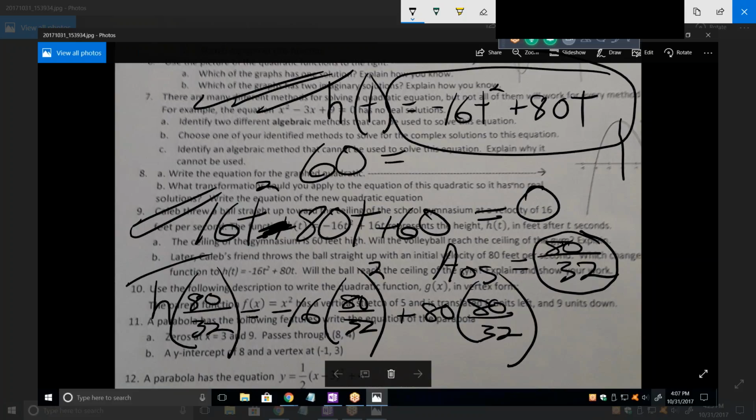And I don't know what this is. You can do that on your calculator if you want. Kind of a pain to do on your calculator, but you'll get a number that's greater than 60. Okay. Which tells you that it'll hit the ceiling.